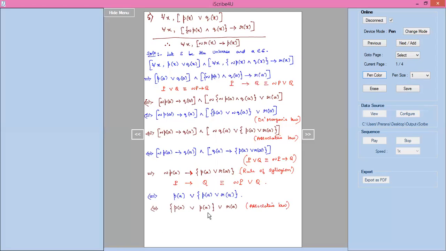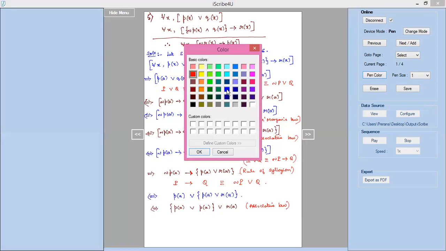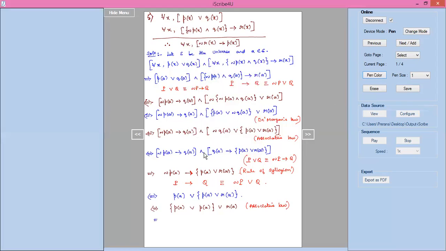So what was the help of doing associative law? P or P can be just written as P itself. So this gives us P of A or R of A. Again in the form of or we have, and this can be rewritten as conditional using the formula P or Q is logically equivalent to negation P conditional Q. So negation P conditional Q means I can write it down as negation P of A conditional R of A.